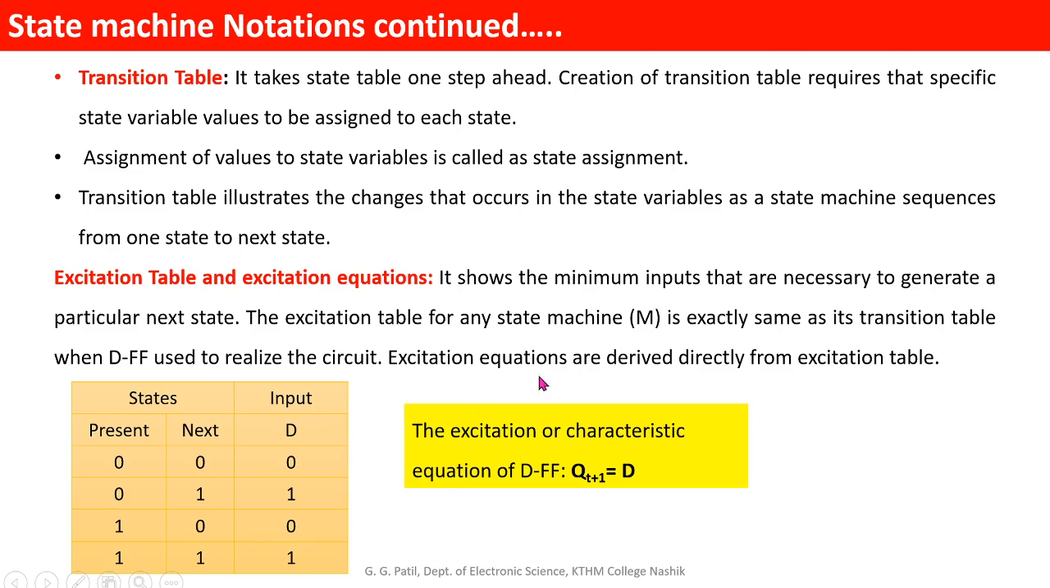So, the excitation equation or the characteristic equation for D flip-flop is Q(t+1) equals D. It is written directly from here, input and next state. If D is 1, next state is 1, and if D is 0, next state is 0. Therefore, Q(t+1), the next state output, directly depends on D. That way, it is written.